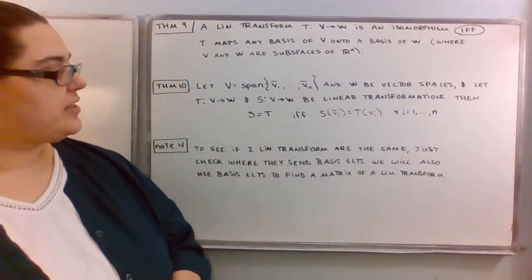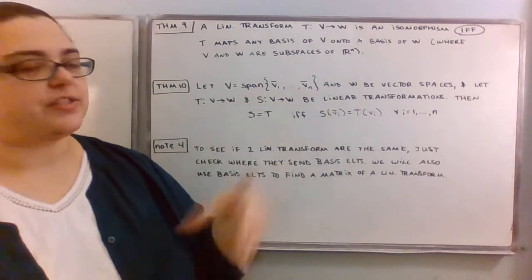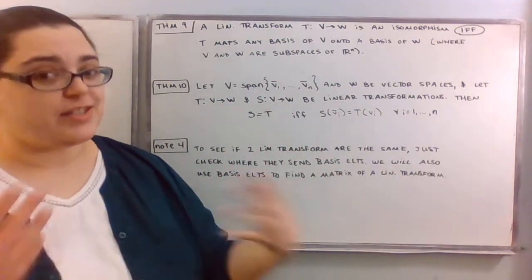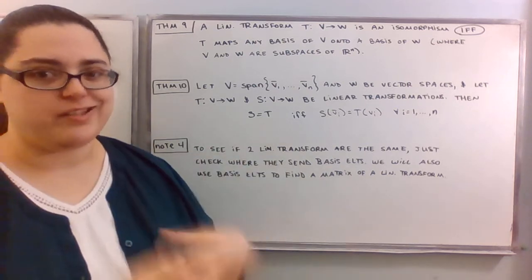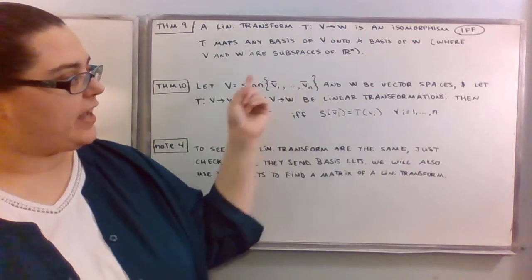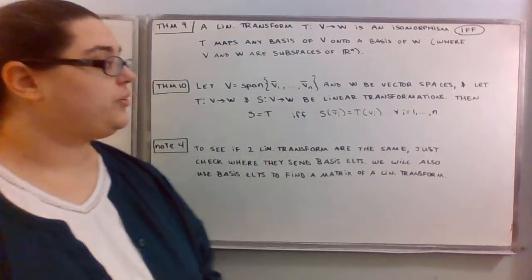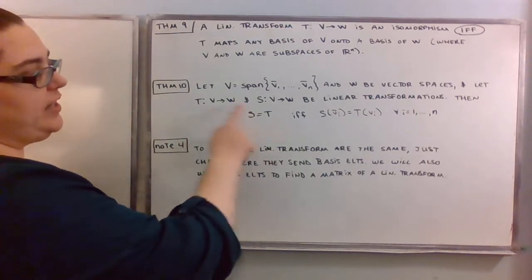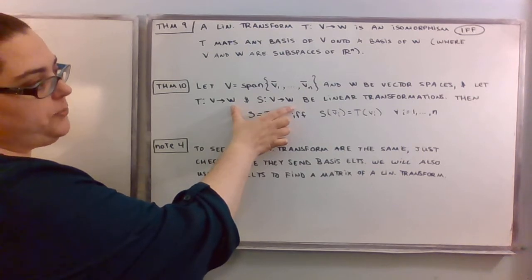Theorem 10 says, let's suppose you can define your vector space as a span of some vectors. Okay? This doesn't necessarily have to be a basis. You could have some dependent vectors in there. It doesn't matter. But your basis is included in that set of vectors. Then, let's say you have two linear transformations, T and S, and they both start in V and take you to the same place, W.